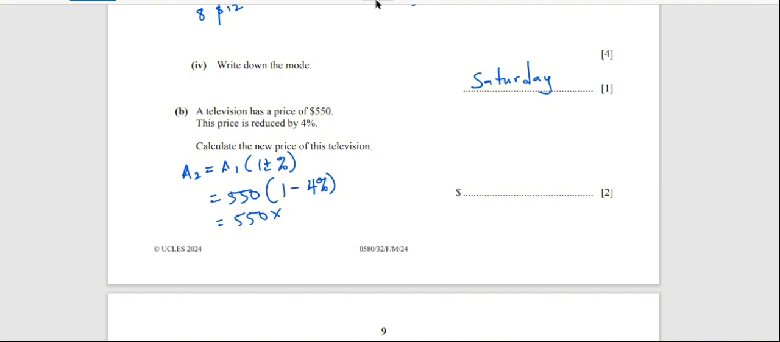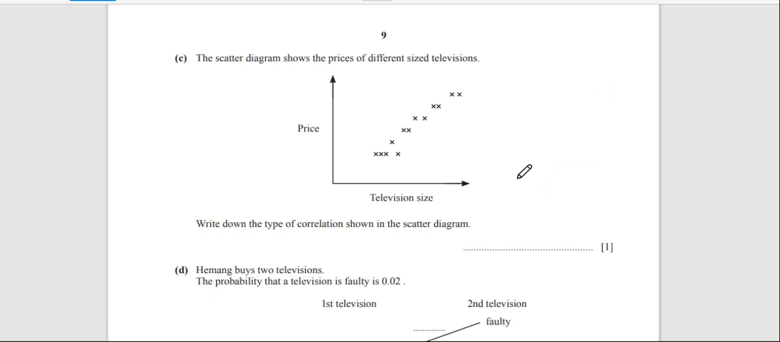So that will give us 550 times 1 minus 4%. Remember that percent is over 100. So you can actually press that in your calculator the way you are saying it there. So 1 minus 4% will give us 0.96. When you multiply, you are going to have 528. So we have $528.